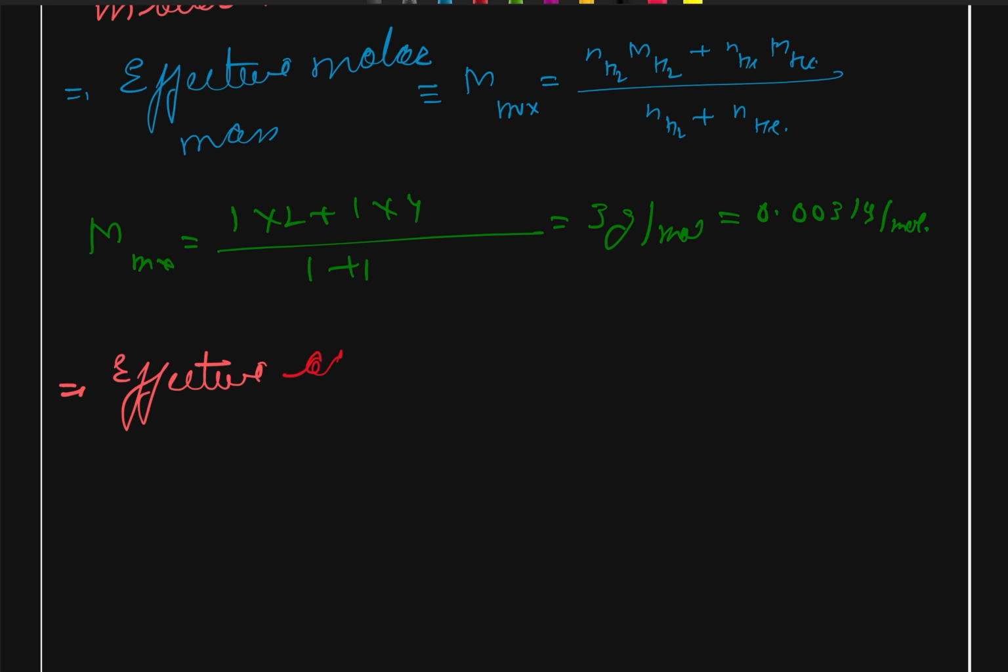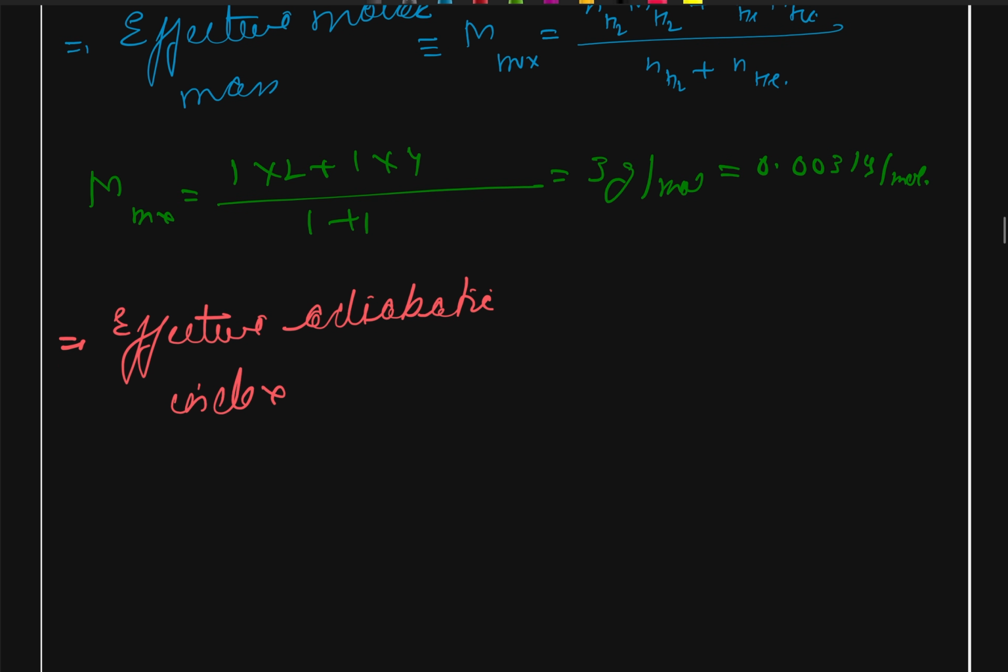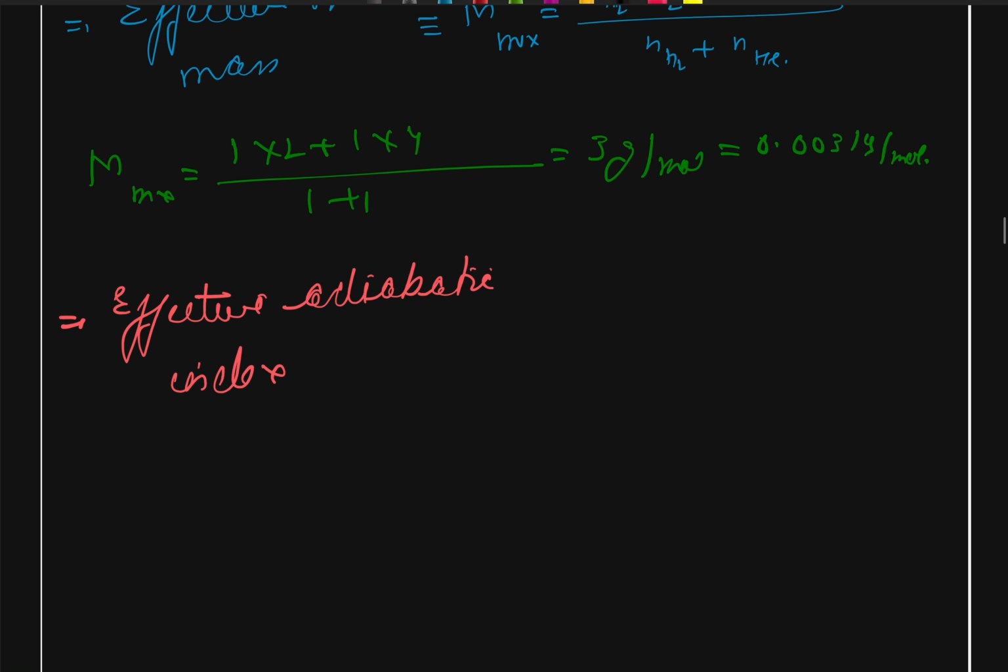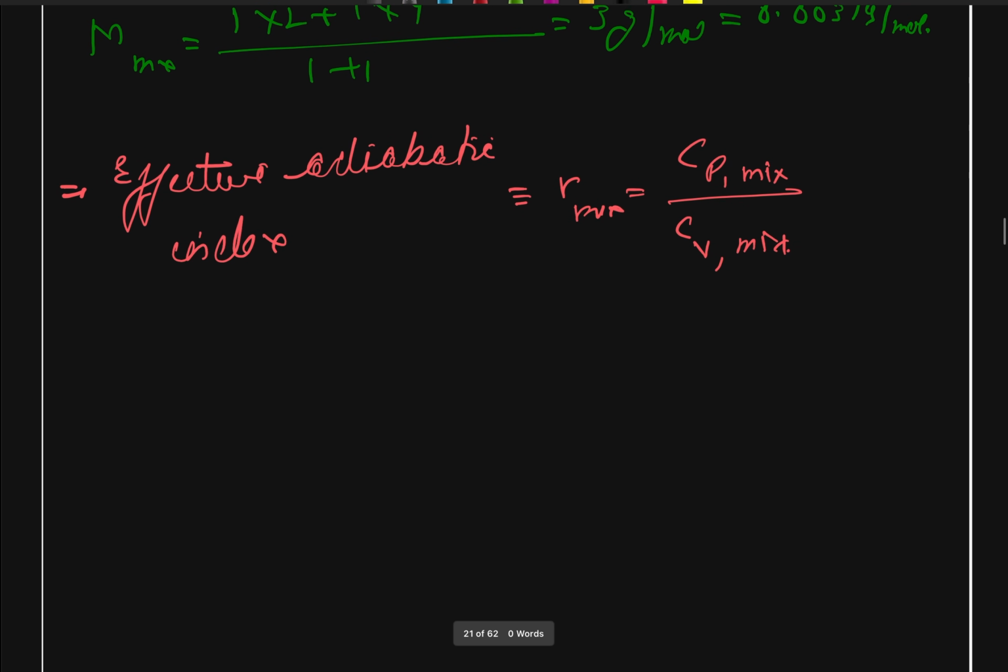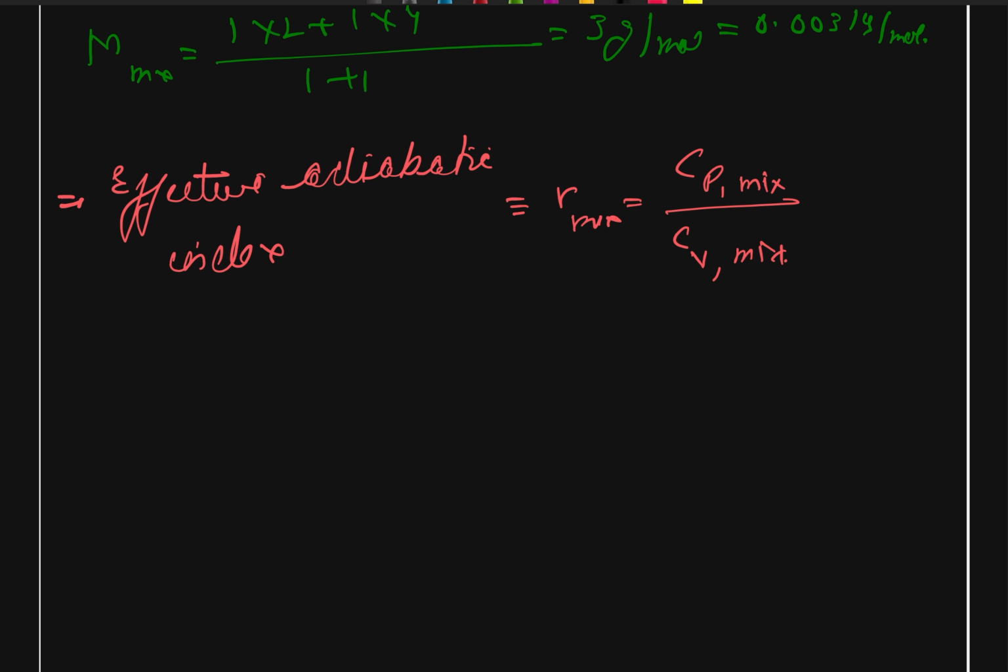Effective adiabatic index. For the effective adiabatic index we can write gamma for the mix as equal to C of P for our mixture over C of V for our mixture. So let's find out C of V for the mixture. From that we can easily calculate C of P.